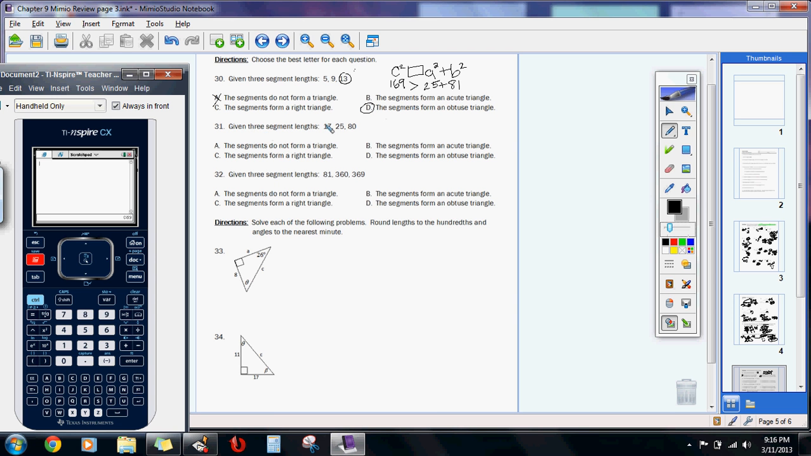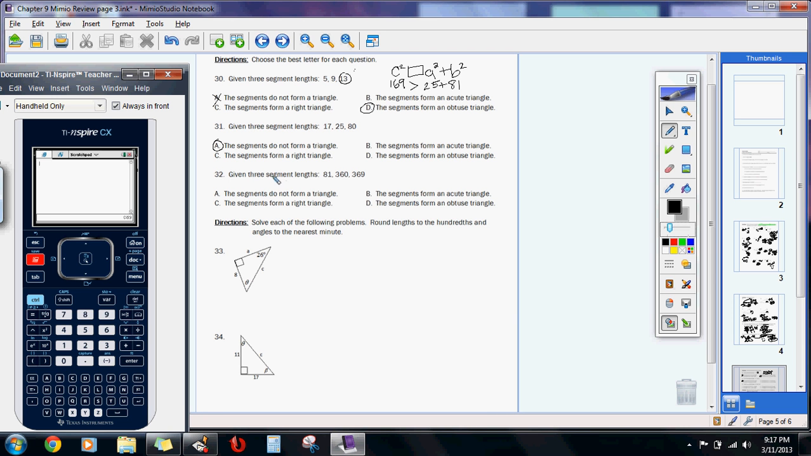All right, given three segment lengths here, hopefully you can quickly see that the answer here would be A, because 17 plus 25 is not even greater than 80. Now when I say that, I'm not checking for obtuse or acute. All I'm doing is realizing that no triangle exists.